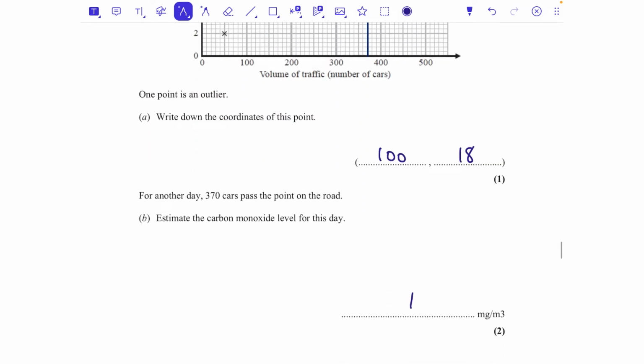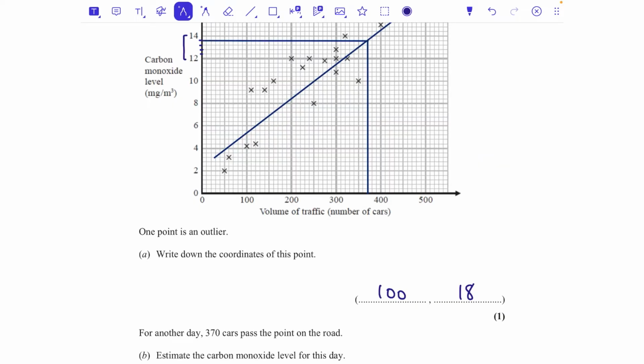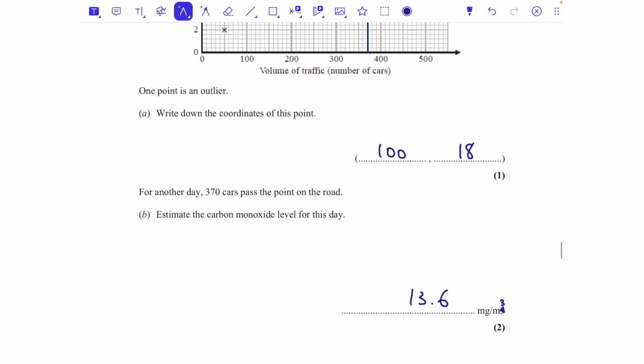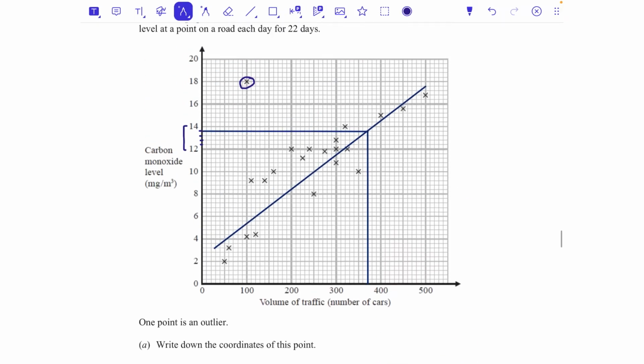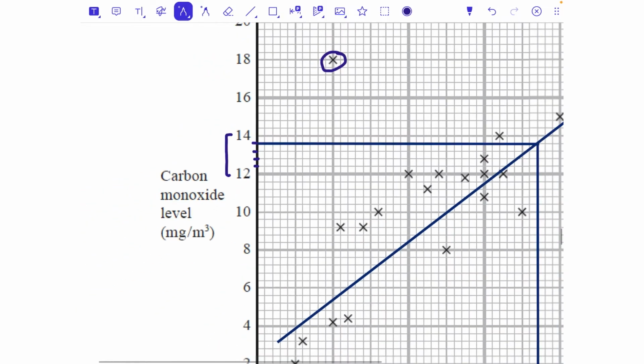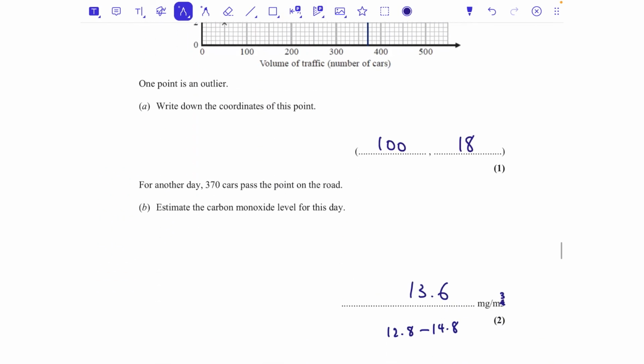Let's have a little look at the mark scheme. 13.6. You were allowed anything from 12.8 to 14.8, but it did have to come off of your line of best fit correctly, so bear that in mind. So 12.8 to 14.8, where your line of best fit and you've read off it correctly. If you went to there and then said that was 13.9, for example, because you've just gone one square down and you've read it wrong, then you are going to lose that mark, even though it's within the range. So it does need to be correct to your line of best fit.